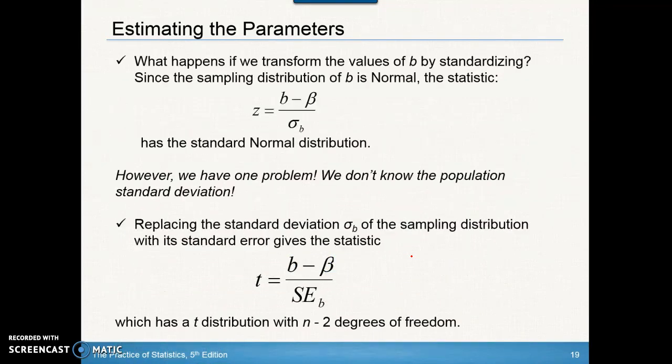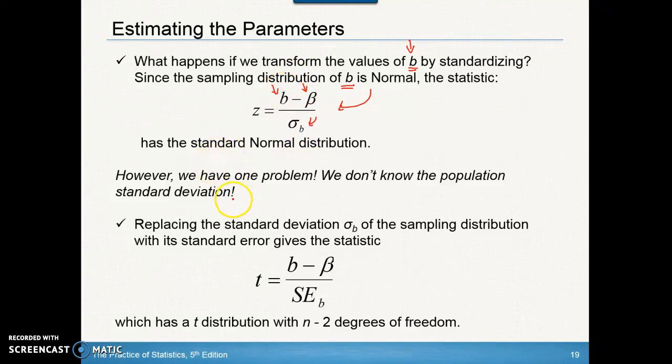Now, what happens if we transform the values of b by standardizing them? So this is the slope. Just like we did in our previous questions when we found the z-scores or the t-scores, how do we find the standard values of the slope? Since the sampling distribution of the slope is normal, we can find a z-score here. Notice, this is still your sample slope minus your population slope divided by the standard deviation of the slope. Not any different than anything else we've done in the past.